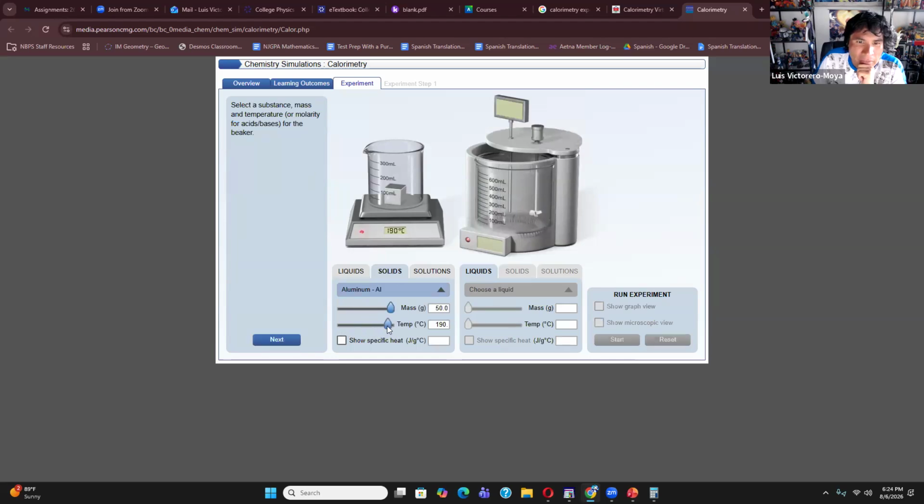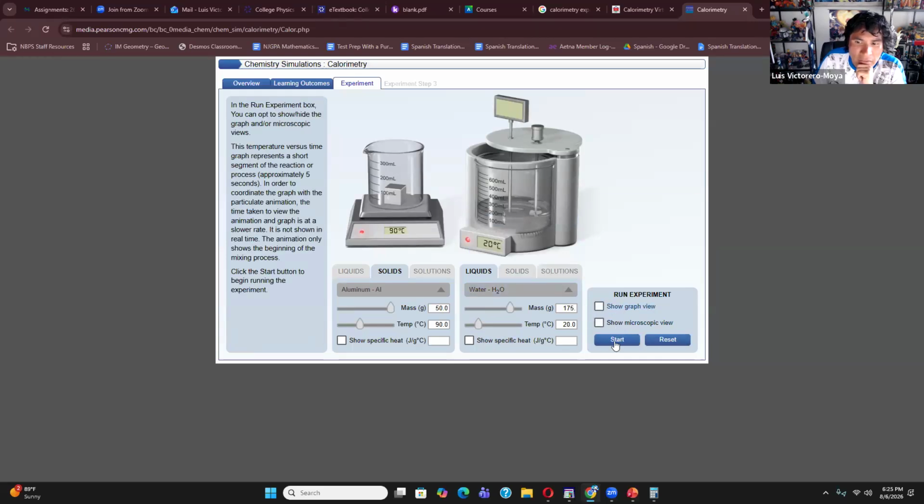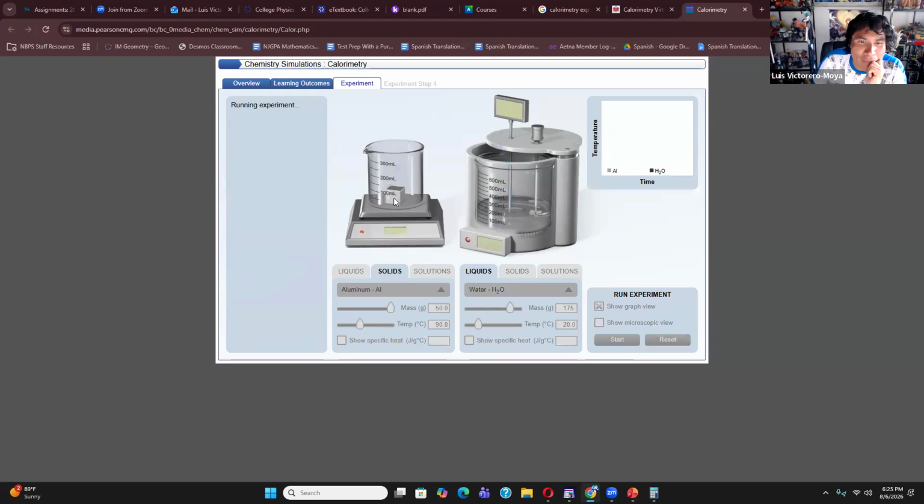So like 90 and then next water. I think somewhere you had like 175, 20 is fine. And then there. So I introduced the hot metal here. That's what you did. And then the temperature is rising, but not by a lot. And here's just showing you when it reaches equilibrium.